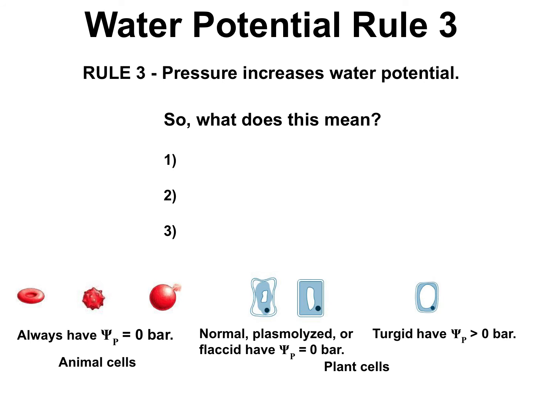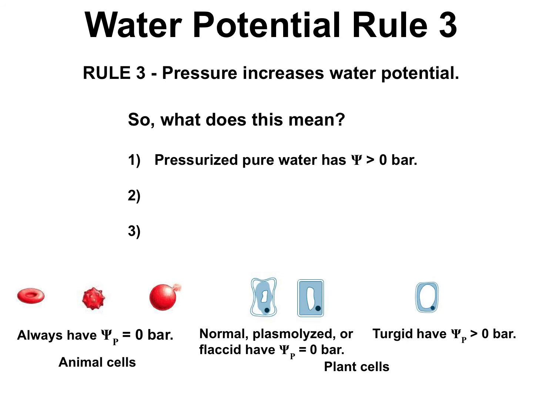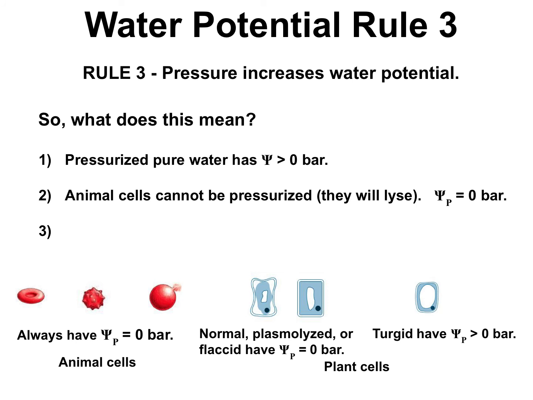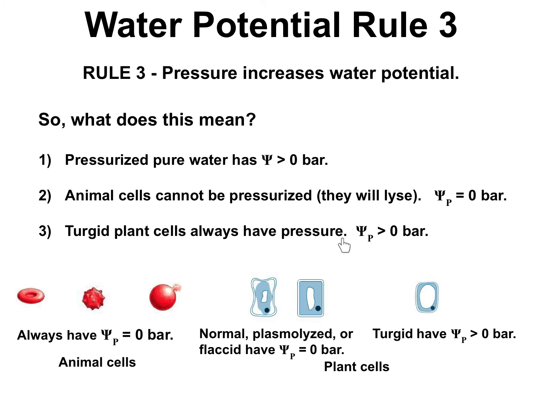Next is rule number 3, pressure increases water potential. So this means that when we combine this rule with the last rule, pressurized pure water will have a positive water potential, a water potential of greater than 0. We should also be able to figure out that animal cells cannot be pressurized because otherwise they would lyse. So the pressure potential of an animal cell will always be 0 bars. And finally, in rule number 3, a turgid plant cell, a plant cell that's so full of water that the cell is exerting pressure against its cell wall, will have a pressure potential that's greater than 0 bars.